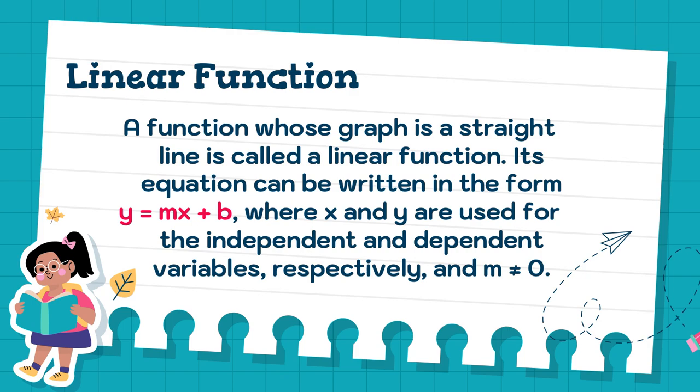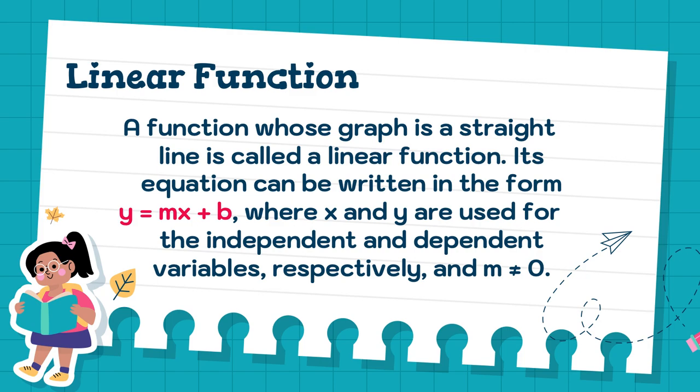So what are the conditions that will satisfy whether a given equation is a function or is a linear function? Number one, the graph is a straight line. Number two, it can be written in the form y = mx + b. Number three, the degree should be 1, which means the highest exponent is 1. And the last condition is the slope should not be equal to 0.